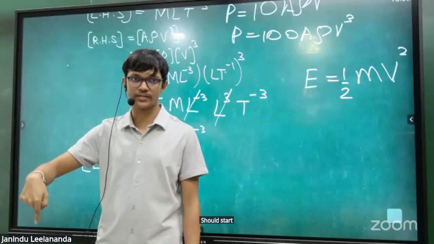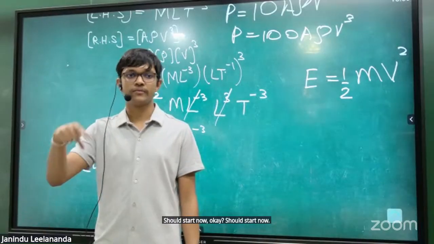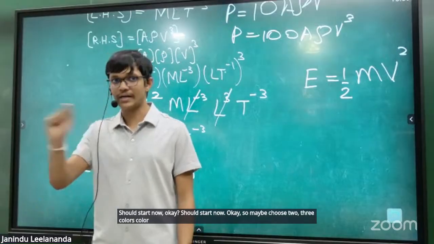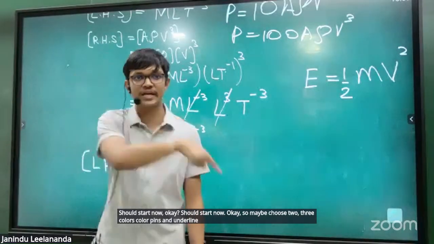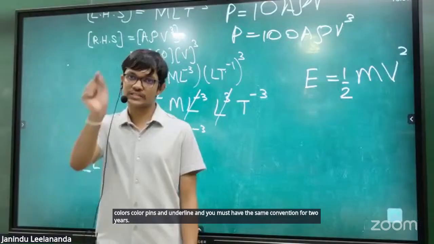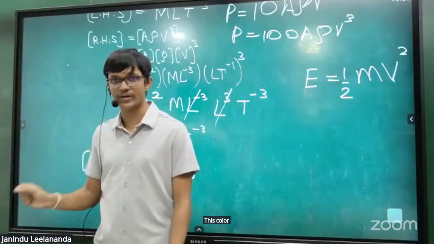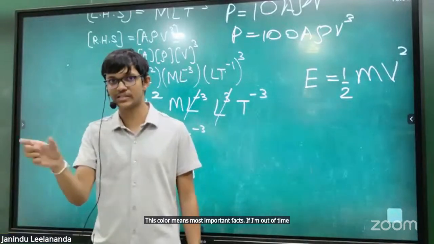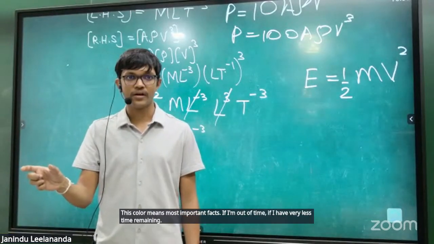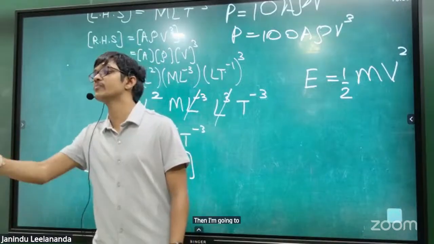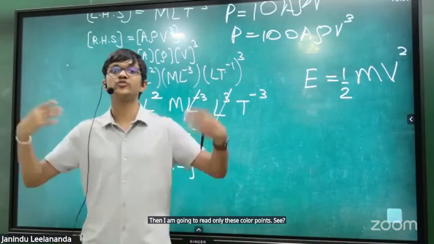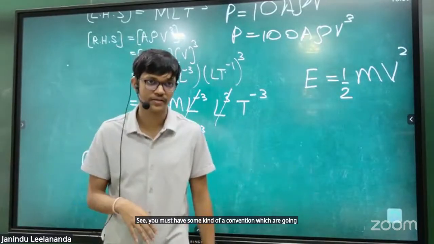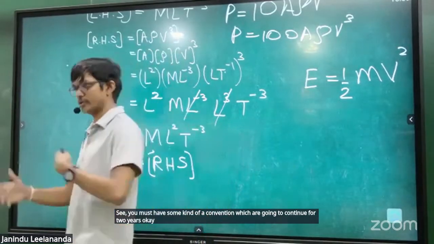Should start now. So maybe choose two, three colors, color pens, and underline, and you must have the same convention for two years. This color means most important facts. If I'm out of time, if I have very little time remaining, then I'm going to read only these color points. You must have some kind of convention which you are going to continue for two years. So just start doing stuff now.